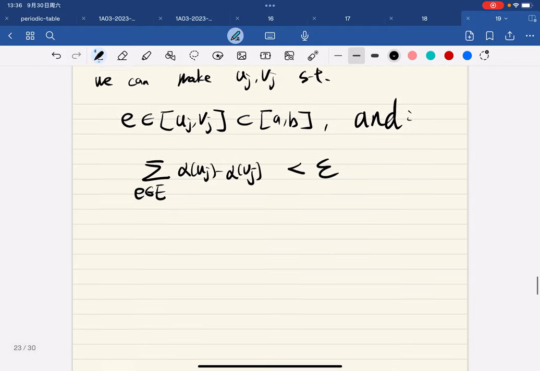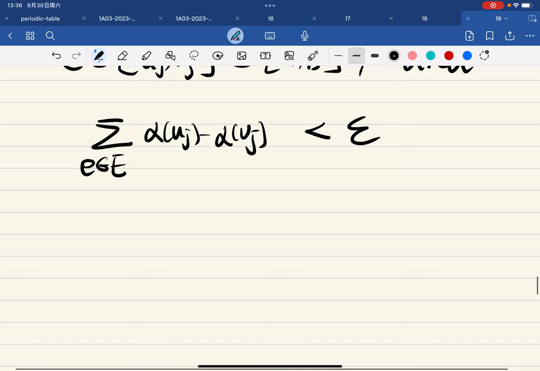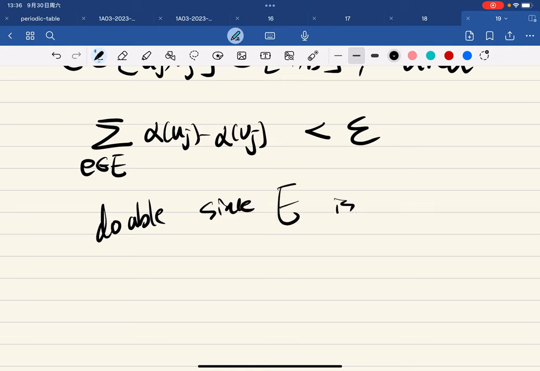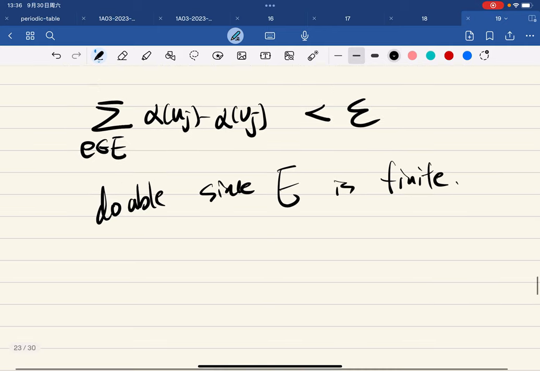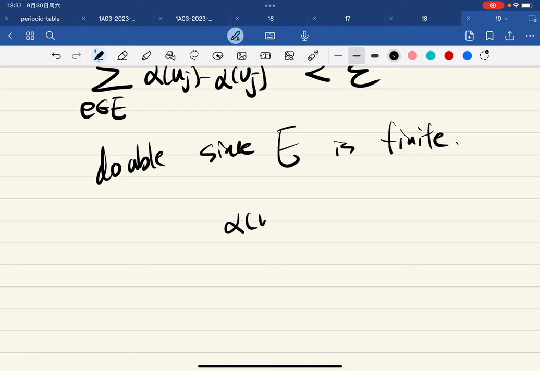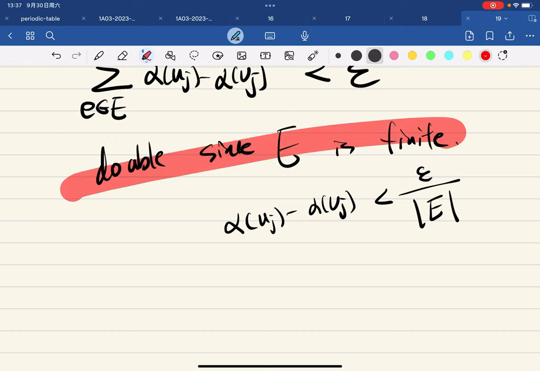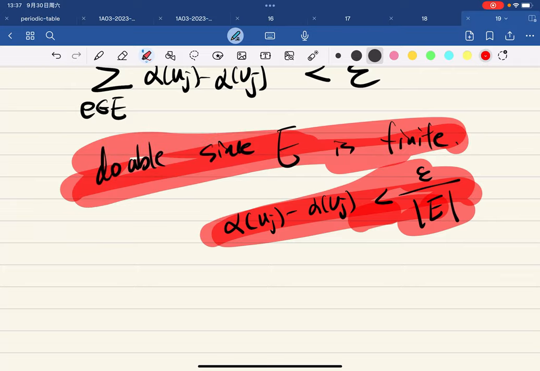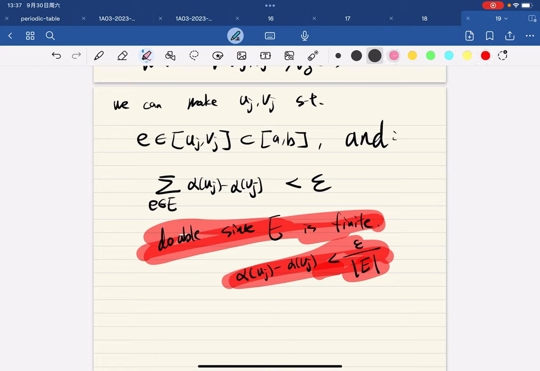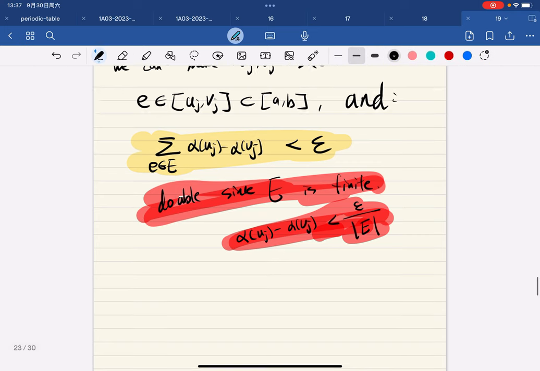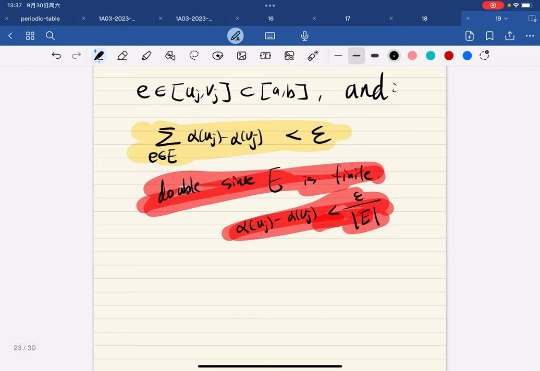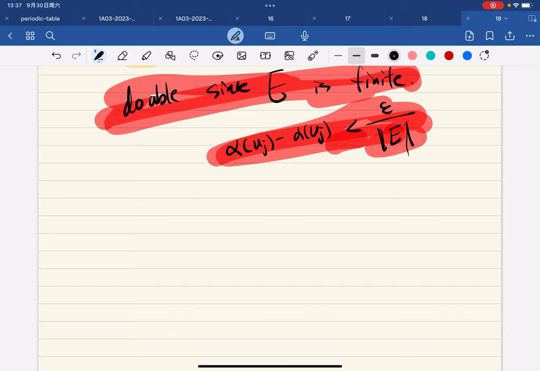This is of course doable, because E is finite. We can just let alpha of uj minus alpha of vj be less than, say, epsilon over the cardinality of E, right? So this holds. Okay, this E being finite ensures that this will not tend to zero, because we don't want zero distance or something. You know what I'm saying.